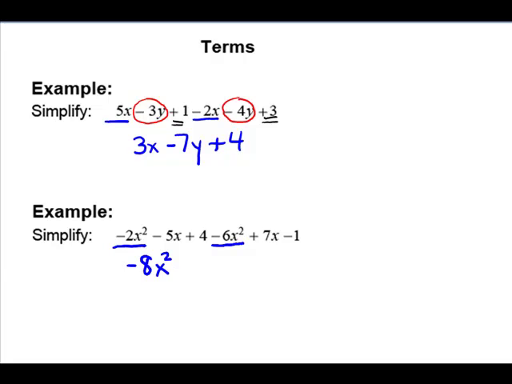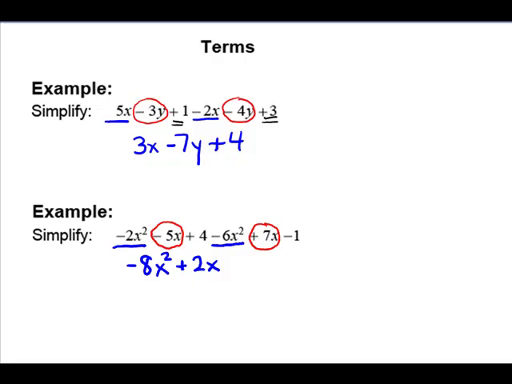Then we'll do our x terms. Negative 5x, positive 7x. Those are different signs, so we're going to subtract and sign of the larger. So 7 minus 5 is 2, and the larger is 7. So we want a plus 2x. We do need to write the plus so the terms don't run together.